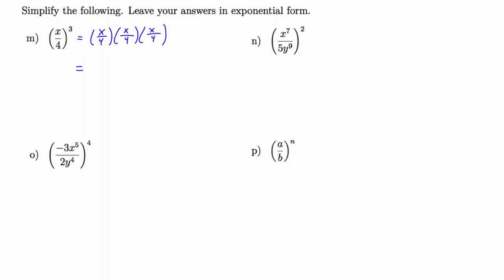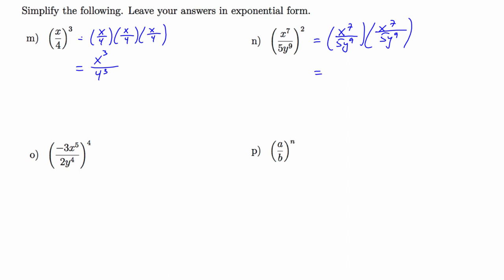Using our understanding of how fractions multiply, we'll multiply straight across the top. So we'll have x to the third in the top and straight across the bottom, 4 to the third down in the denominator. You'll notice in this situation that power of 3 simply got applied to the numerator and denominator. In part N, we have x to the 7th over 5y to the 9th in parentheses squared. We know that squared tells us we'll have 2 of these, x to the 7th over 5y to the 9th, multiplied by each other.